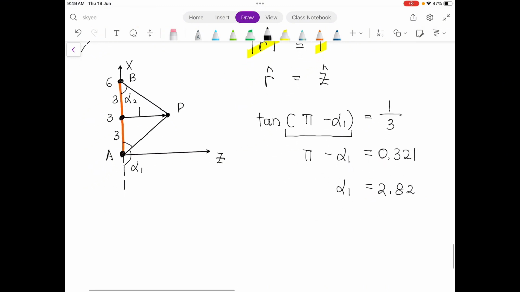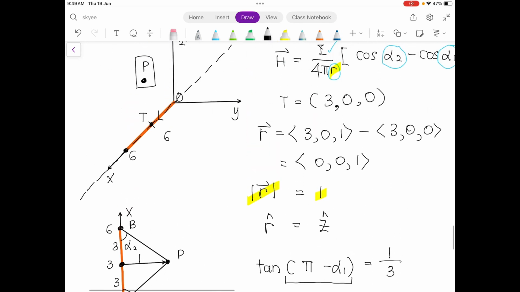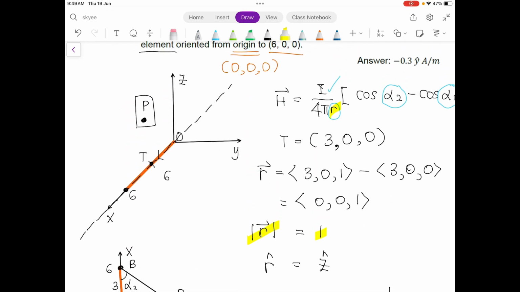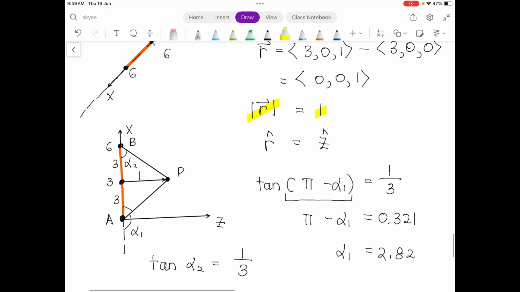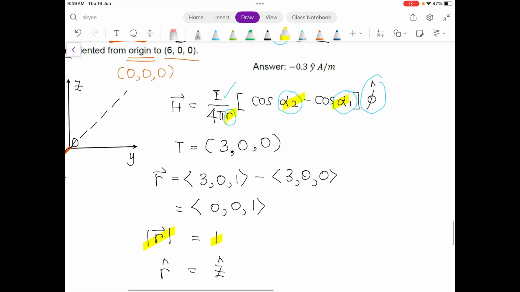For my alpha 2, I can use a similar method. Opposite is 1, adjacent is 3. So my alpha 2 is 0.321. Right, so we have got the values of alpha 2 and alpha 1. They are here. Lastly, we will go to the phi.